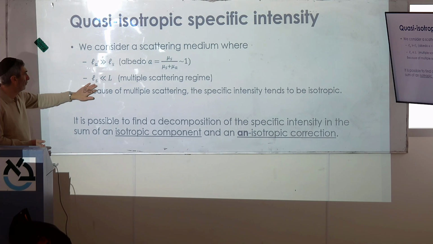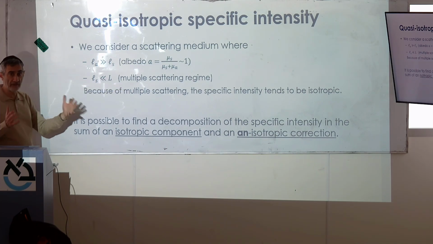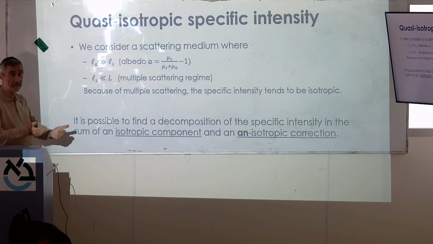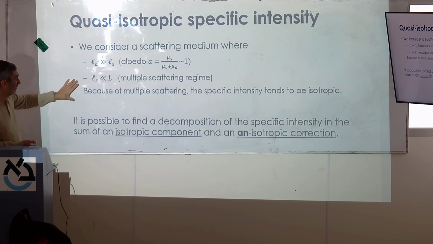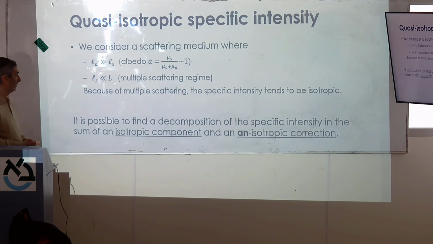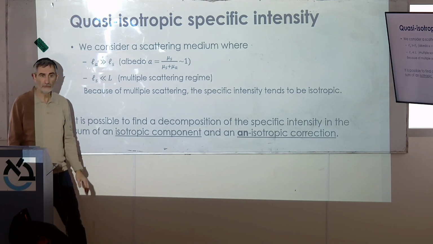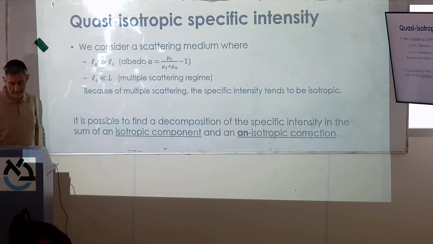Second point, let's assume that we are in a regime of multiple scattering. LS is small compared to the size of the system, so we have many scattering events before we get out of the system. And because of multiple scattering, the specific intensity tends to be isotropic. So it's possible to find a decomposition of the specific intensity into the sum of an isotropic component and an anisotropic correction. That's the idea behind this expansion here.